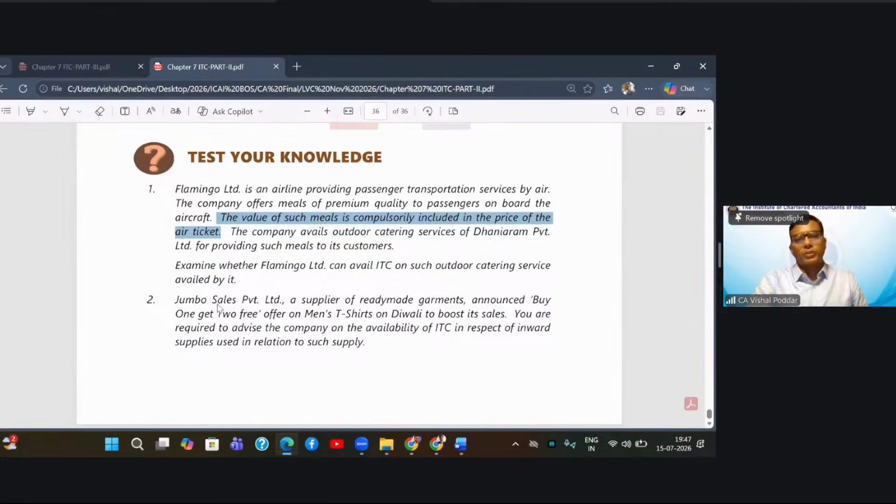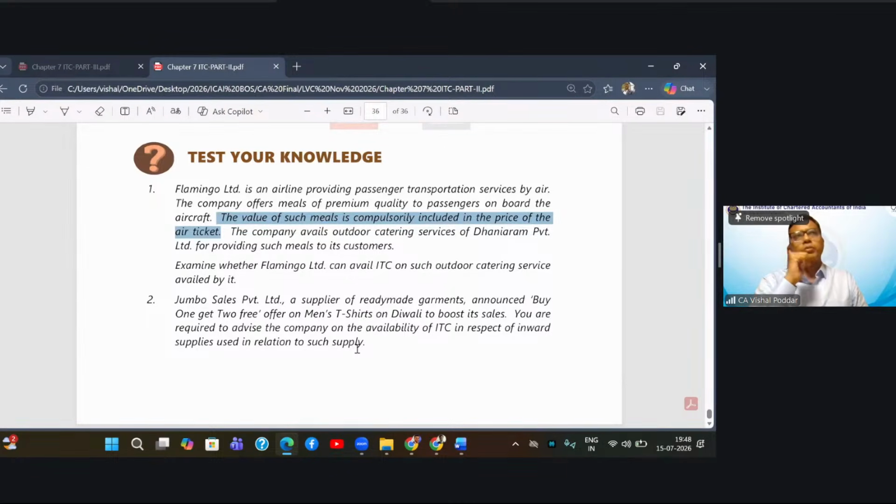Coming to the second question, Jumbo Sales Private Limited, a supplier of ready-made garments, announced a buy one get two free offer on men's t-shirts on Diwali to boost its sales. You are required to advise the company on availability of ITC in respect of inward supplies used in relation to such supplies. Again, analyze section 16. Applicable, the person is registered, and it is using the inward supply for making its outward supply. So it is in the course or furtherance of business.